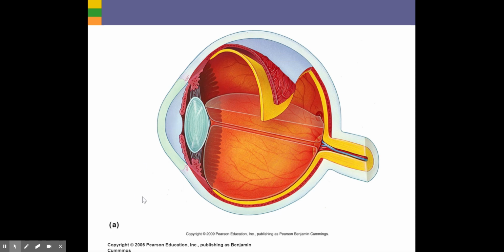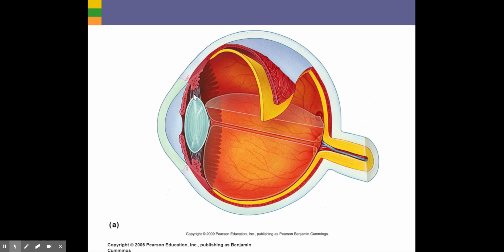It's mostly kind of water that fills the eye. This is what's referred to as the cornea, the anterior portion of the sclera, which allows light to pass through it. This would be the iris right here on both sides. The opening to the iris is the pupil. This right here would be the lens.